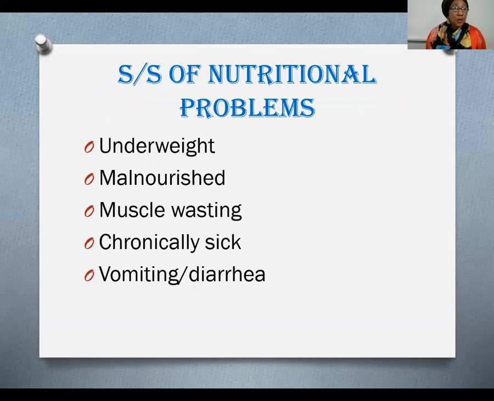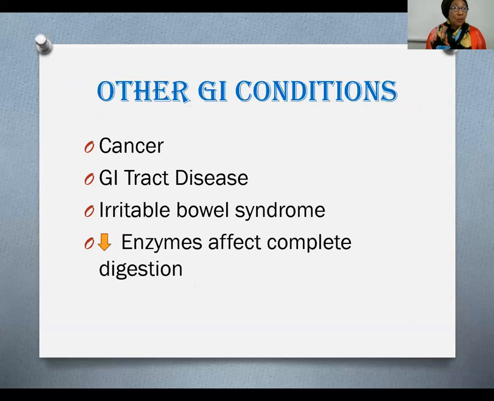Signs and symptoms would be underweight, malnourished, muscle wasting, chronically sick, vomiting, and diarrhea. Other GI conditions, that's still your gastrointestinal conditions: cancer, GI tract diseases, irritable bowel syndrome. Irritable bowel syndrome is like whenever you eat something, your bowel gets irritated and the food comes out.